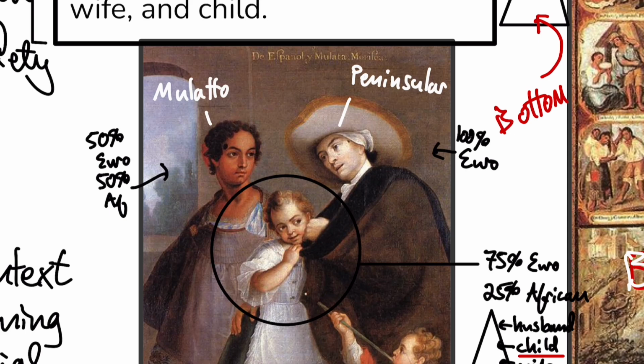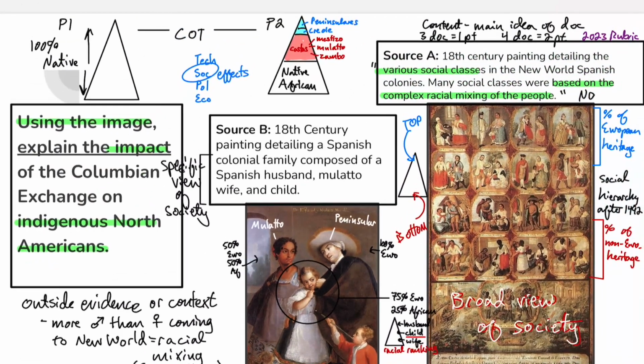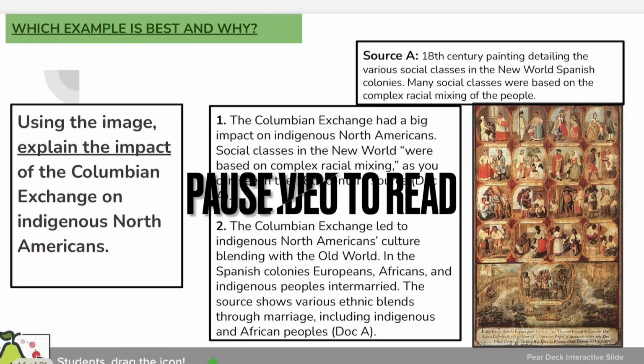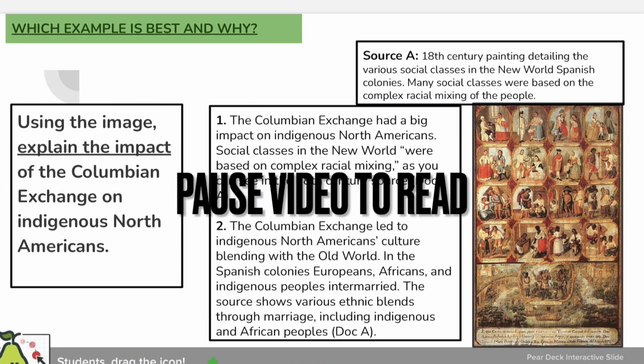Okay, so now what we're going to do, like we've done with the previous documents, is we're going to take this document, source A, and we're going to read 2 example statements. One example statement is going to get a point. The other example statement is not going to get the point. So read these 2 statements, and in the chat, tell me which one you believe is best, but also why.